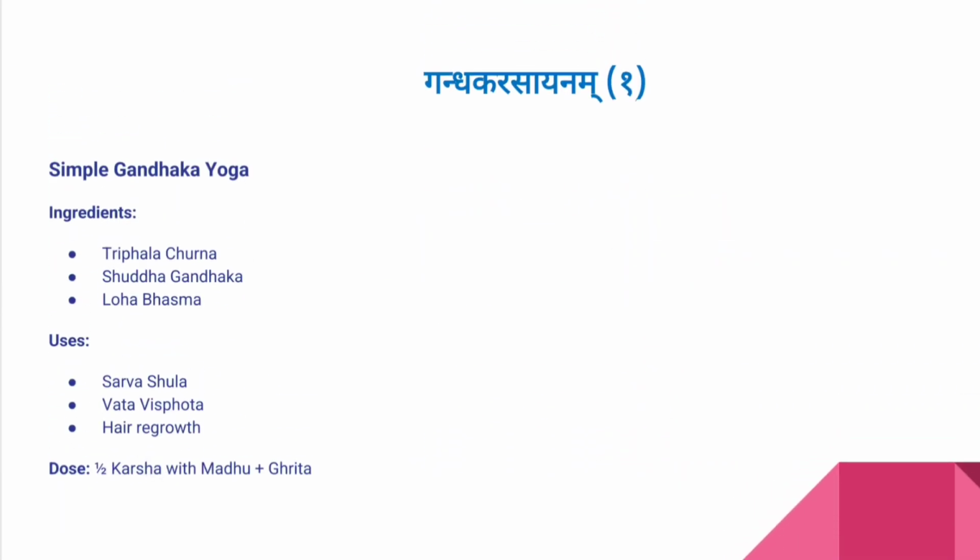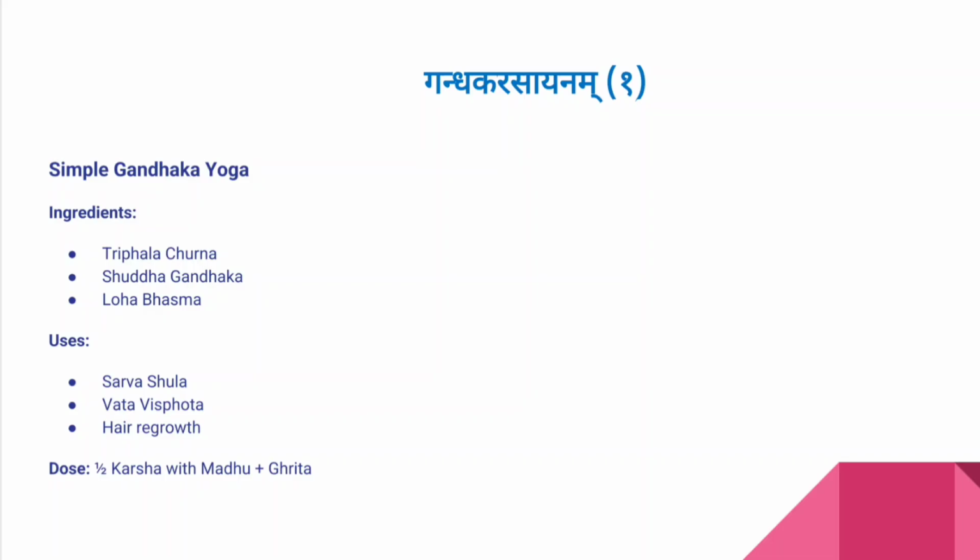In this formulation, the composition is Trifala Churna taken as 1 pala, Shuddha Gandhak taken as half a pala, and Loha Bhasma used as 1 karsha. Through trituration, all these ingredients are made into a powder. Dose mentioned here is half karsha, that is approximately 6 gram, and use Anupana as Madhu and Ghrut in Vishama Matra. Use indications: Sarvashul Nashak, Vataj Visphot and Kesh Patayanti.